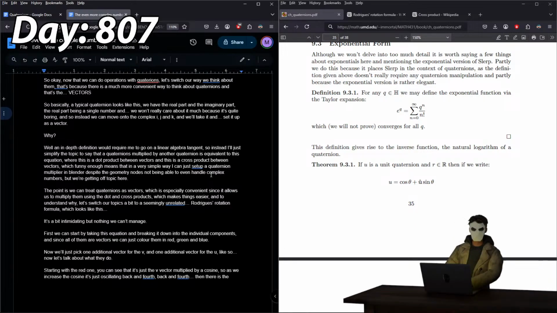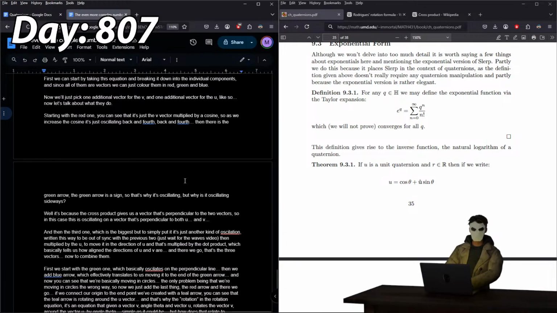The point is that we can treat quaternions as vectors, which is especially convenient since it allows us to multiply them using the dot and cross products, which make things easier, and to understand why, let's switch our topics a bit to a seemingly unrelated Rodrigues rotation formula, which looks like this. It is a bit intimidating, but nothing we can't manage.